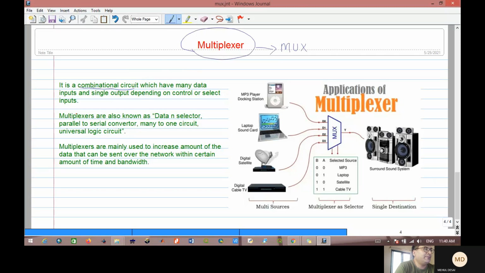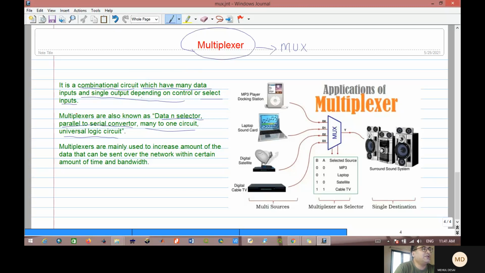So a mux is one type of combinational circuit which has many data inputs and a single output. Whichever single output is selected depends on the selection input. So there are multiple inputs and one output, and the output is selected based on the selection inputs. A multiplexer is also known as a data selector. It is a parallel to serial converter because it has multiple inputs and one single output. So it is also a many to one circuit. It is also called a universal logic circuit, which means that using a multiplexer circuit, we can develop any logic gate.